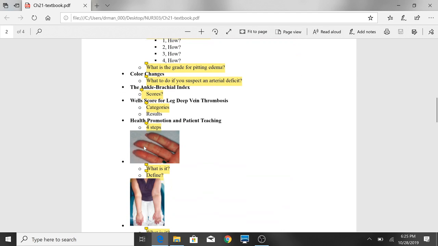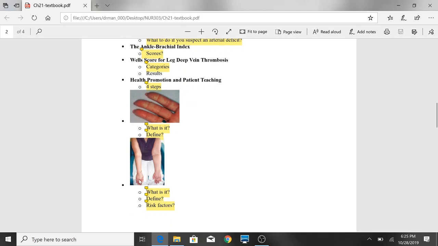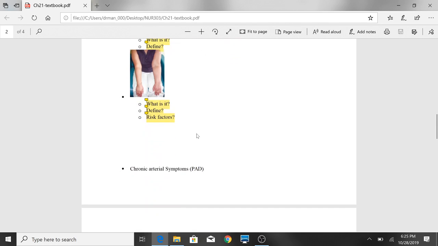What is this? This is the Raynaud phenomenon. Basically, it's like a tricolor thing. First it's white, then it goes to blue, then it goes to red. This is pretty easy. See this? Kind of normal, but this is swollen. This is lymphedema. Basically increased fluid buildup. And risk factors are age, surgery, and obesity.